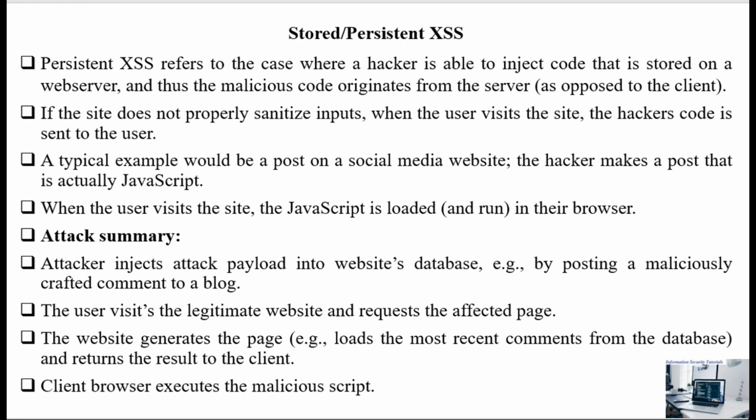The hacker makes a post that is JavaScript. When the user visits the site, the JavaScript is loaded and run in their browser. To summarize the attack: the attacker injects the attack payload into the website's database, for example by posting a maliciously crafted comment to a blog. The user visits the legitimate website and requests the affected page. The website generates the page, for example loads the most recent comments from the database, and returns the result to the client. The client browser executes the malicious script.